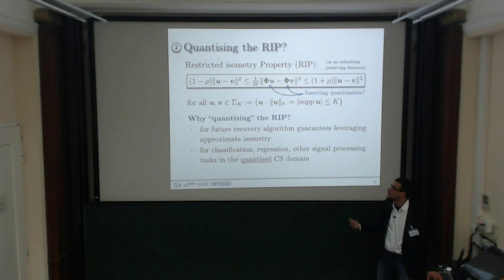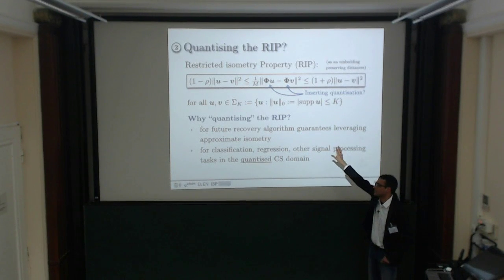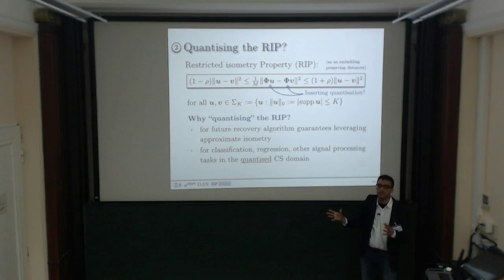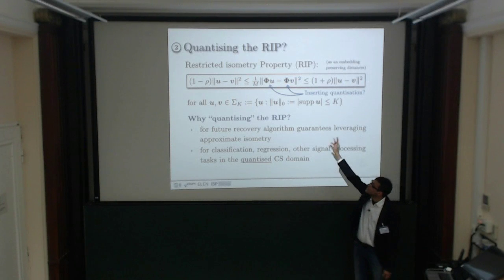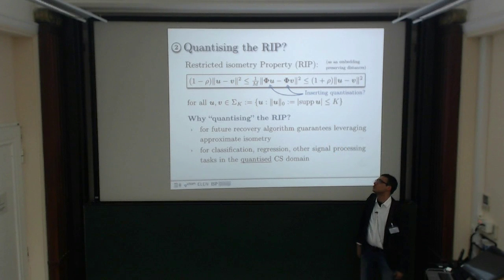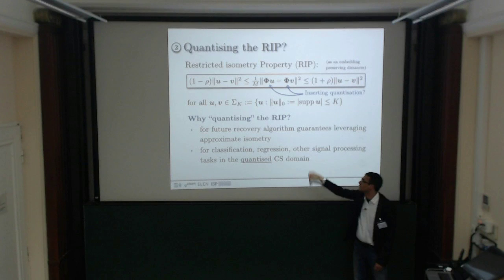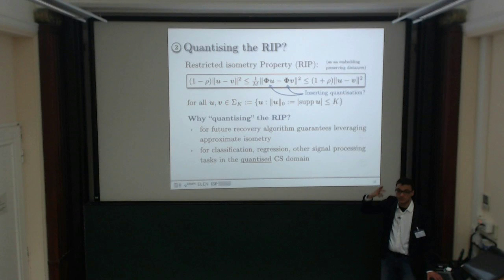Firstly, because it will allow us to give some recovery guarantees for algorithms that leverage approximate isometries. And secondly, since classification, regression, and other signal processing tasks can depend on the preservation of the geometry of sigma k, being able to apply a quantized version of the RIP would be a good tool to explore the accuracy of these learning tasks. For example, related to the first talk of this morning.